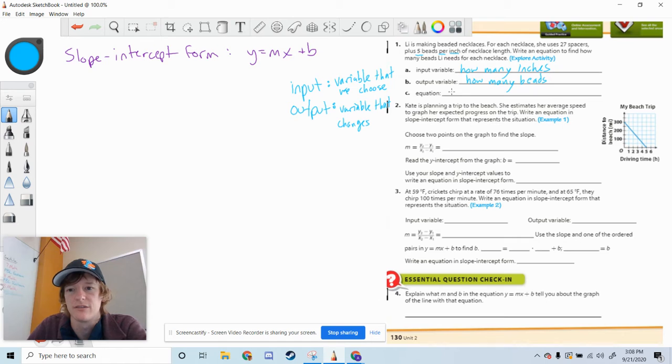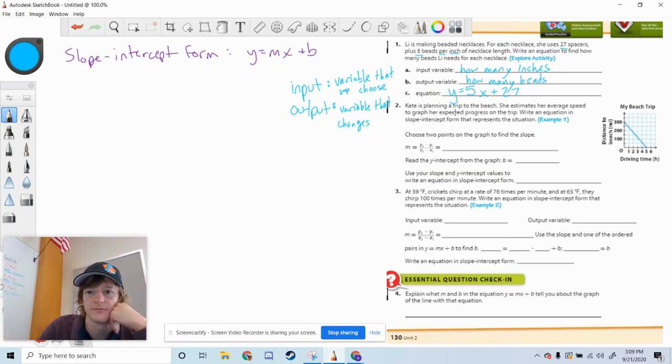So our equation is going to be y equals, it's 5 beads per inch plus, no matter what, we have 27 spacers. So this will be how many beads. The spacers are also beads. So y equals 5x plus 27.